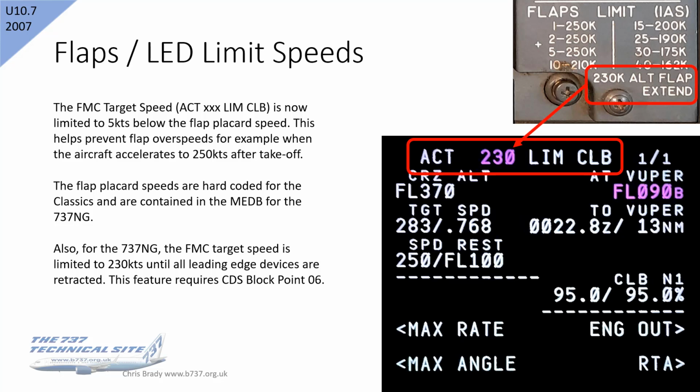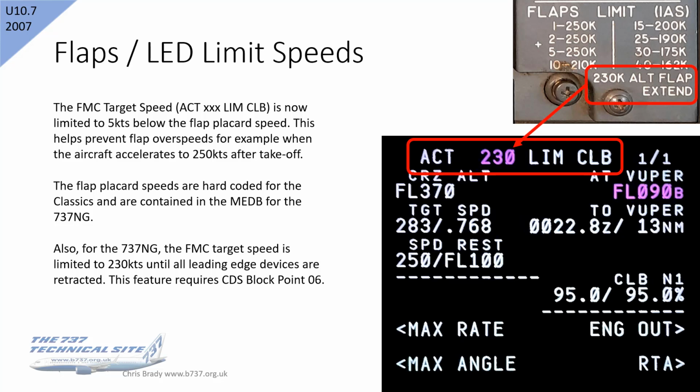The flaps and leading edge device limit speeds are now known by the FMC and taken into consideration. So the FMC target speed, in this case the 230 limit climb, is now limited to 5 knots below the flap placard speed. So if you're taking off at, say, flap 25, this will show 195. This helps prevent flap overspeeds, for example, when the aircraft is accelerating up to 250 knots after takeoff.